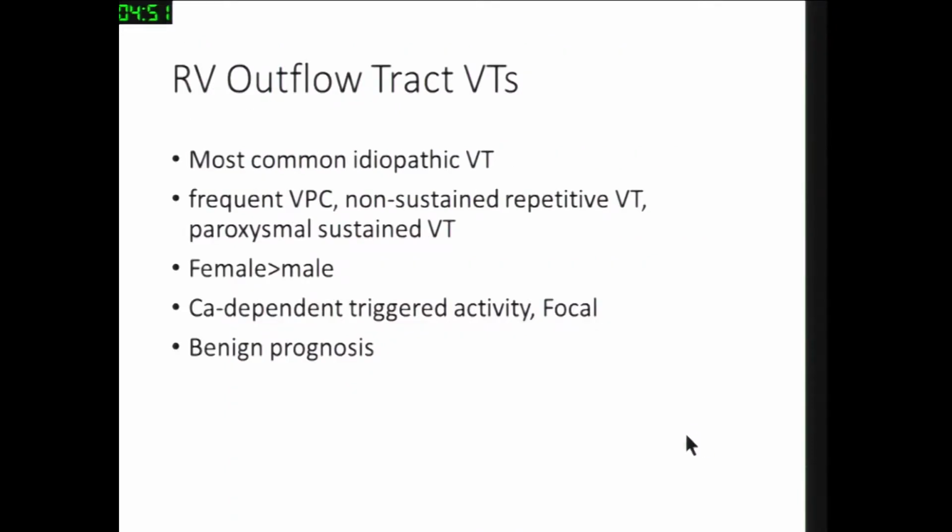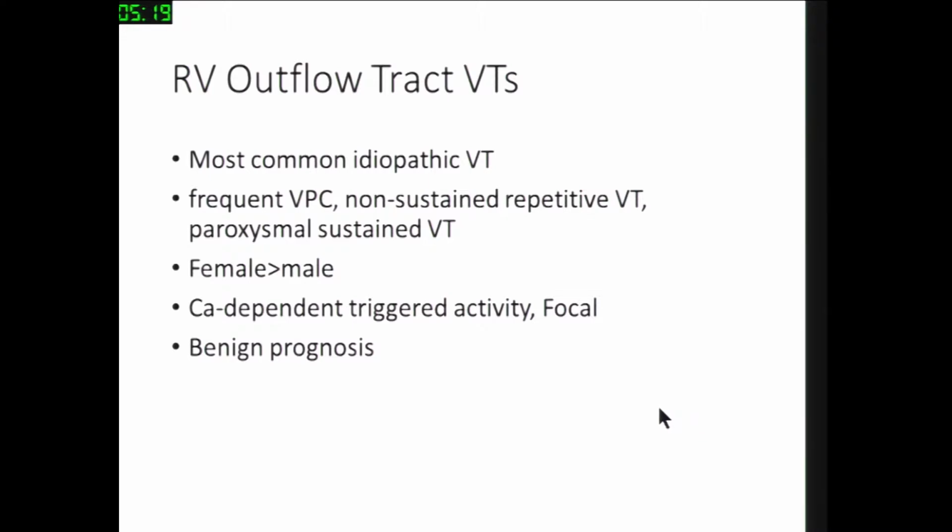The RVOT is very important because it is the most common site of idiopathic VT focus. It manifests as frequent VPCs, non-sustained repetitive ventricular tachycardia, and sometimes paroxysmal sustained ventricular tachycardia. RVOT VT has a more female predominance. Its mechanism is calcium-dependent triggered activity or focal activity.